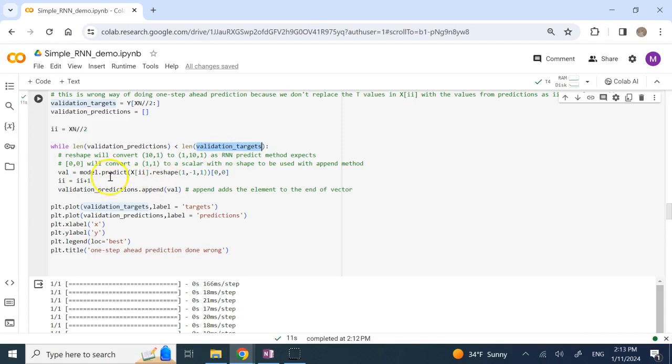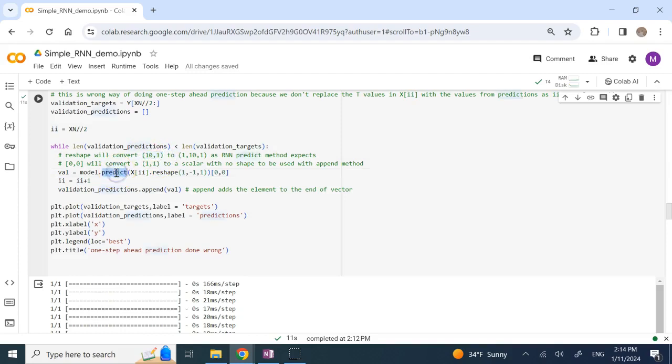What would you do? First, get x[ii]. What does that mean? It means go to that row number ii in x, and remember we are starting in the middle. So go to the row that corresponds to the middle of the data, read 10 data points, reshape them. Why would you reshape them? Because when you read that middle row, the shape of it is going to be 10 by 1.